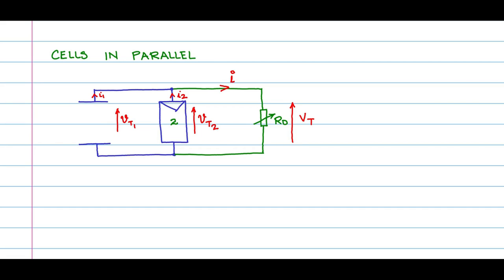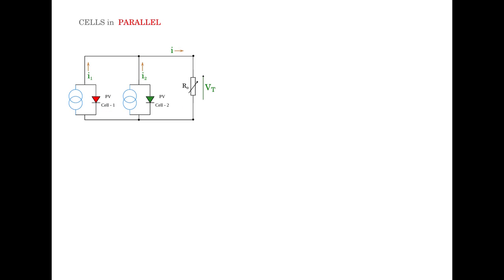I can replace the PV cell symbol with the current source diode model, the idealized current source diode model, so that we will be able to understand the operation much better like this. Completing the replacement, we see cell 1 replaced by the current source and this red colored diode, cell 2 replaced by this current source and the green colored diode. This is paralleling two PV cells in parallel along with an external resistance R0 which acts as the load. This is the circuit of two PV cells in parallel.